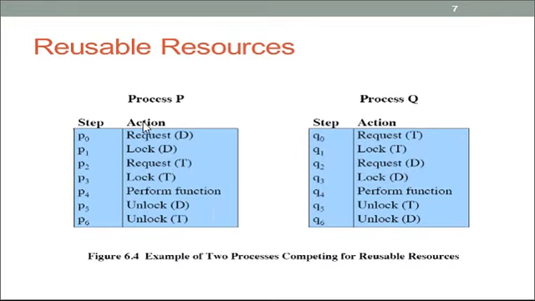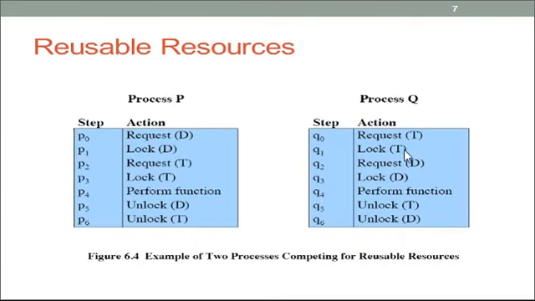So the process P requests resource D and locks the resource D. At the same time, process Q requests resource T and locks the resource T. Now, after that, the process P requests resource T. Now, when it is requesting resource T, actually resource T is already locked, so it cannot get this resource at this instance, and it is waiting for resource T.